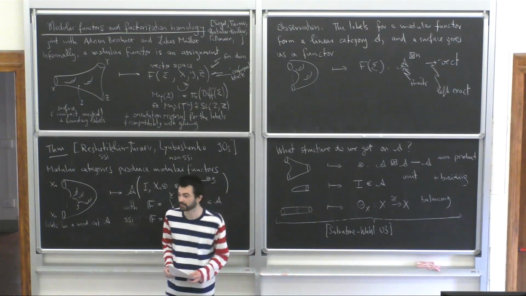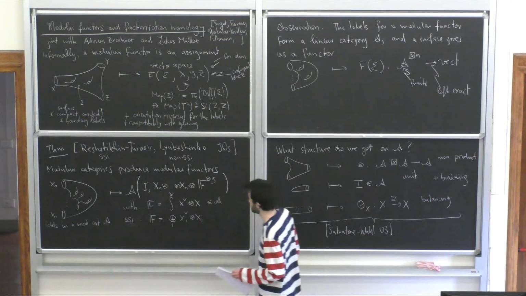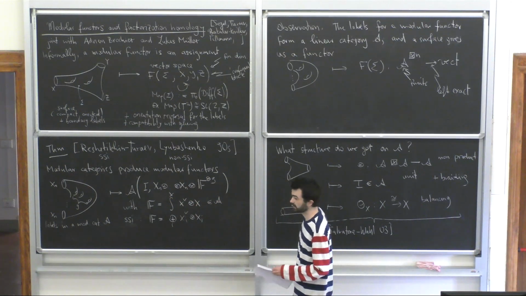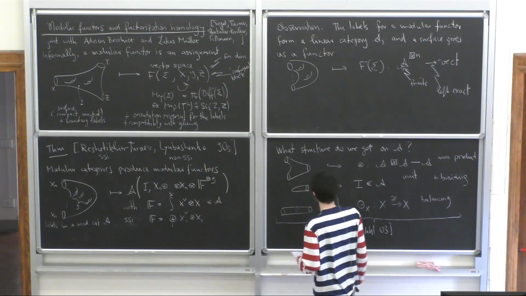Which of these results really depends on the assumption that it's linear, for example? I mean, okay, so far, none of it. Absolutely nothing.